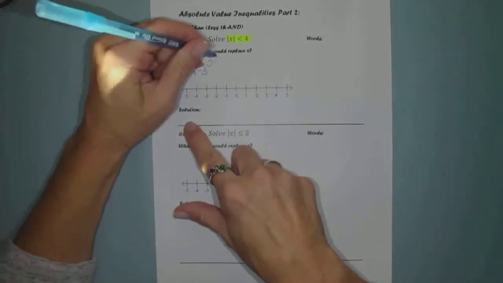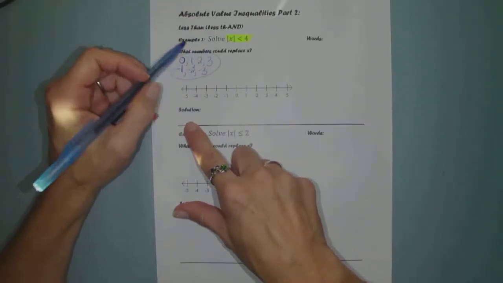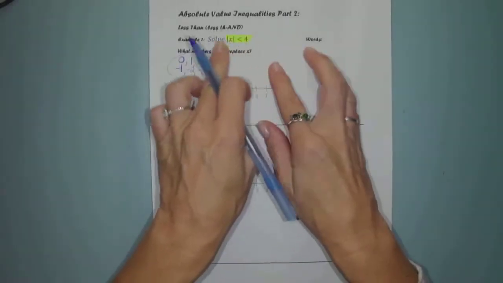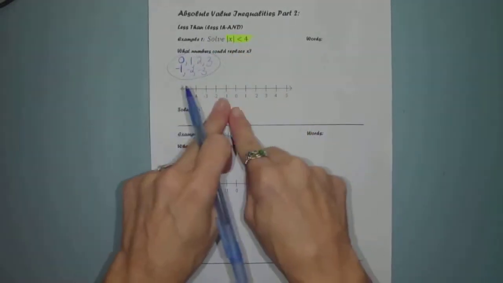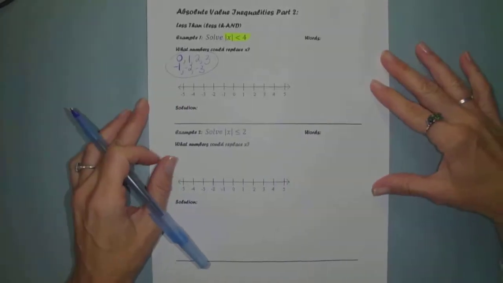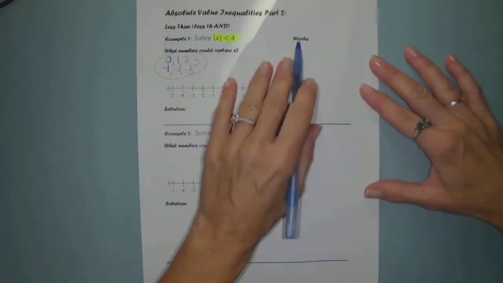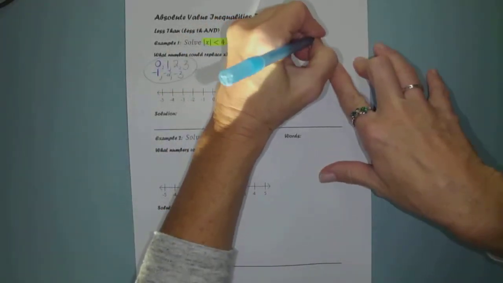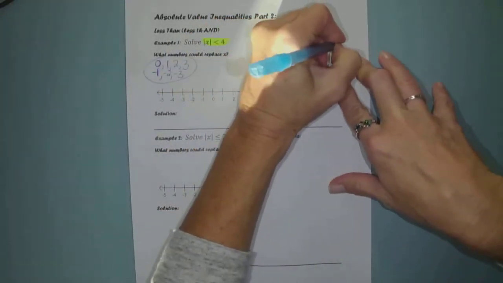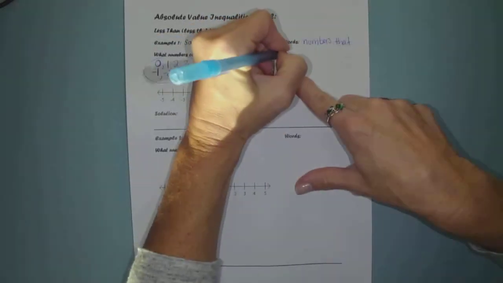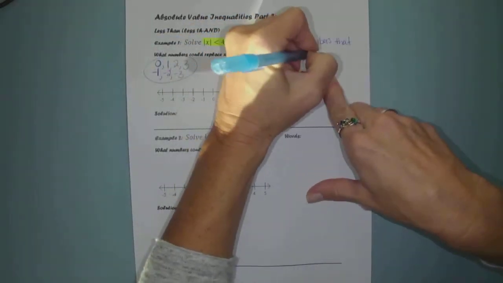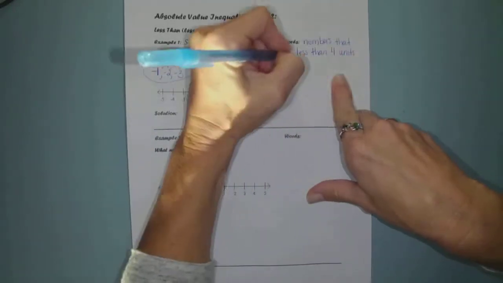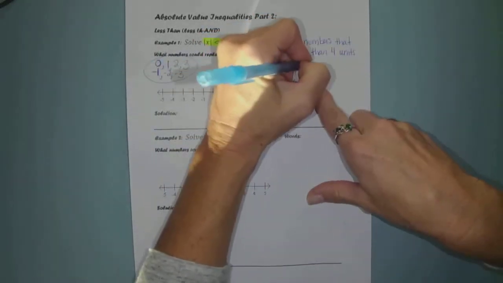So we could sit here for a long time just kind of hashing over this, or we could make life simpler and just put this statement into words and then find the values on the number line. So what this is saying in words is that we're looking for numbers that are less than 4 units away from 0.